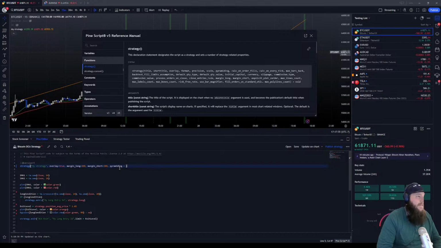Pyramiding is a function that allows us to trade more than one contract at a time. In this case, dollar cost average, I still want to be able to control within the settings how many trades we can take. So what I have to do is set this pyramiding to a value that is not going to be reached. I just set it to 999. And now this will allow us to take up to 999 independent trades. Otherwise, you would only be able to take one at a time.